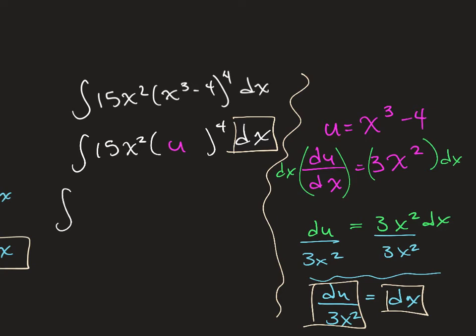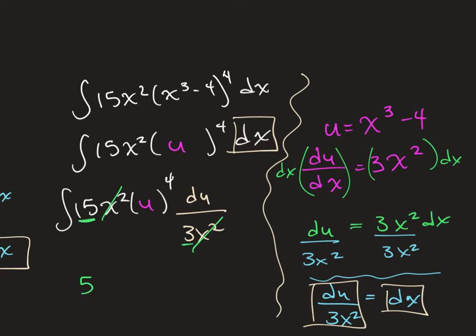And now this is the same as here, so I can replace that dx. I can just say the integral of 15x squared u to the 4th is du over 3x squared. And the reason that I like this is that x squared is going to simplify. That's the beauty of this whole u substitution thing, is that that is going to take care of it. And then this 15 and 3, that's just going to give me 5. So I now have the integral of 5 u to the 4th du.